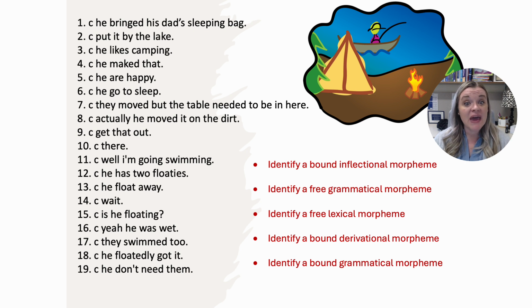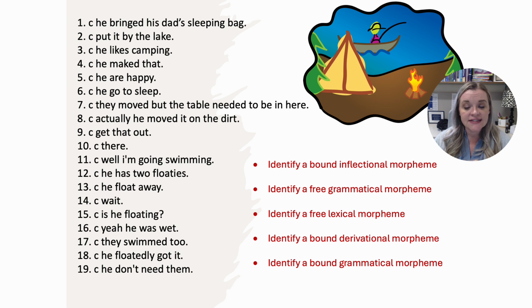Another example would be the past tense ed. If you look at utterance number 7, there's 2 examples in there. They moved. Move is the lexical morpheme. Ed, that's a past tense ed, so tense is inflectional, and it's bound to the word move. Also needed, same thing. Ed is past tense, and it is bound to the word need.